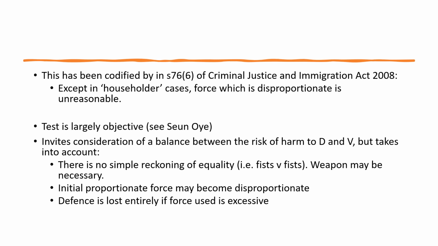Now, it's largely objective, as we've seen in Soignoy, and invites consideration of a balance between the risk of harm to the defendant and the victim, but takes into account, so there's no simple reckoning of equality. So, for example, fist versus fist, you may need a weapon. If you consider a young person against an older person or a stronger person, they may need to match up that use of force. They need to use a weapon, for example. Now, sometimes initial proportion of force may become disproportionate. So if you kick somebody, but you repeatedly kick them, then this may become excessive.